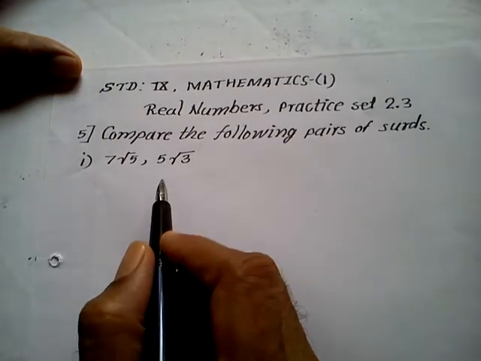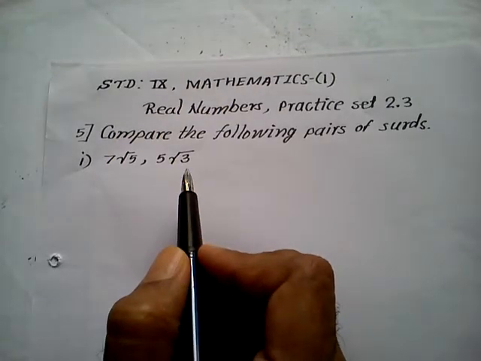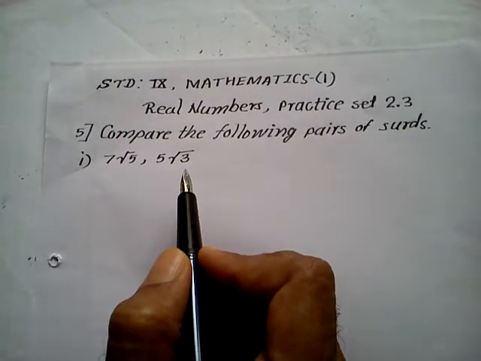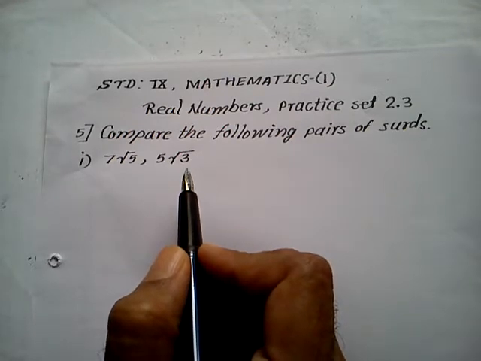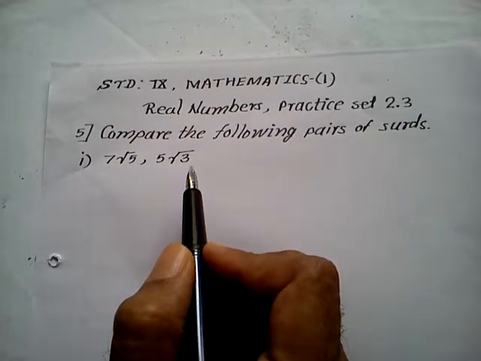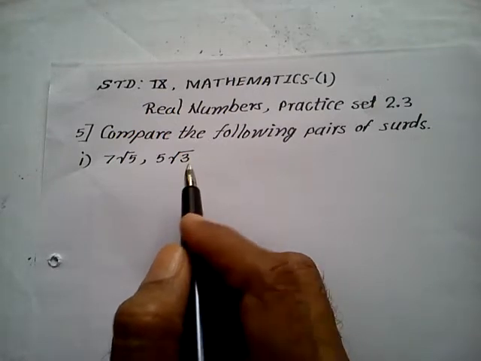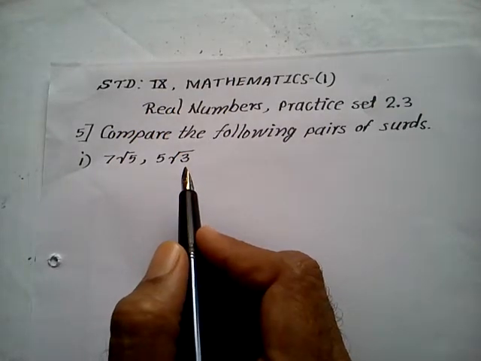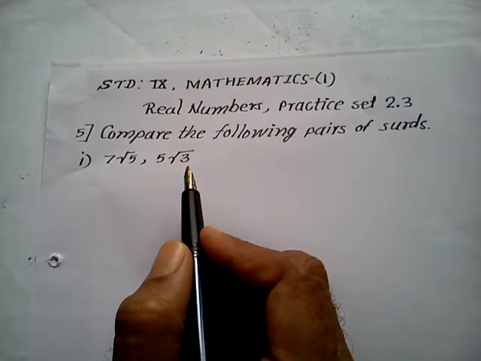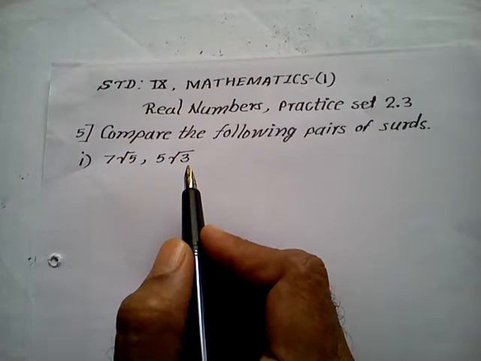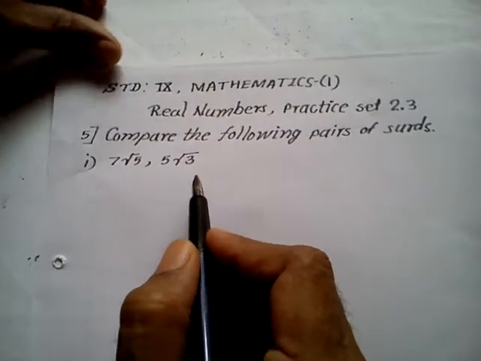if two numbers are given to us, A and B, suppose, then three conditions are there. One, A greater than B. Second, A is equal to B. Third, A less than B. That is called comparison. Comparison means which one is greater, which one is smaller, or third option, are they equal. So how to find out this one?